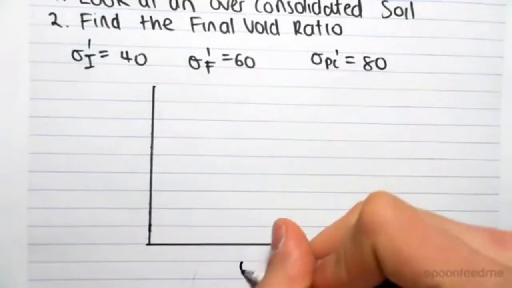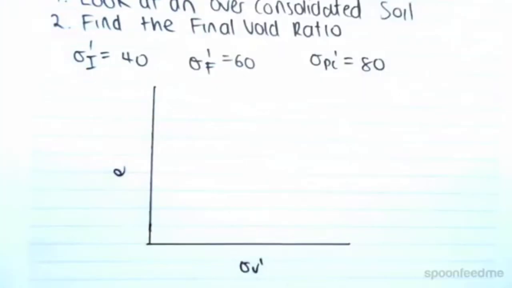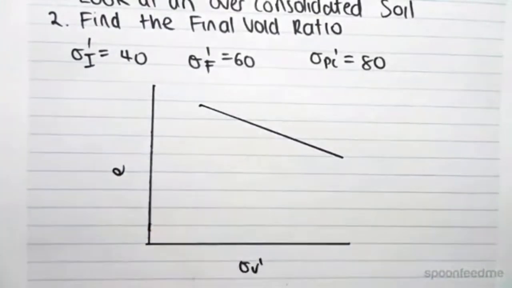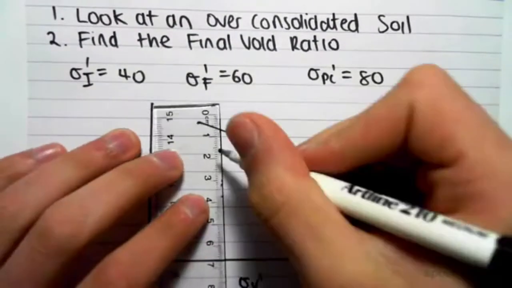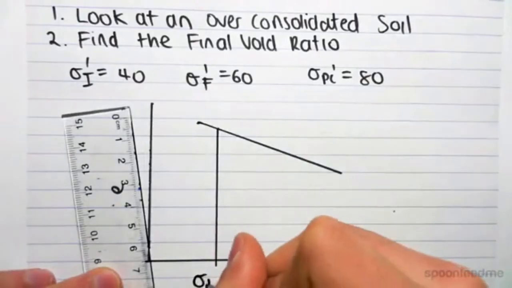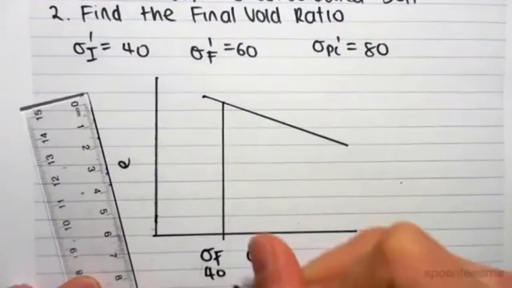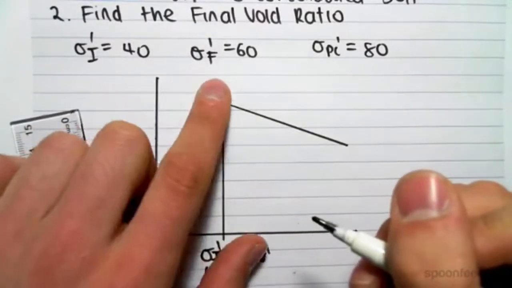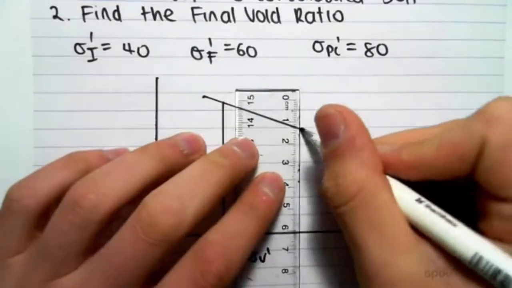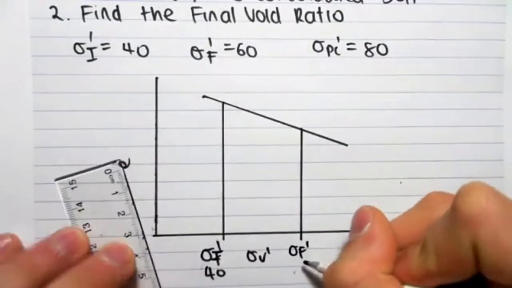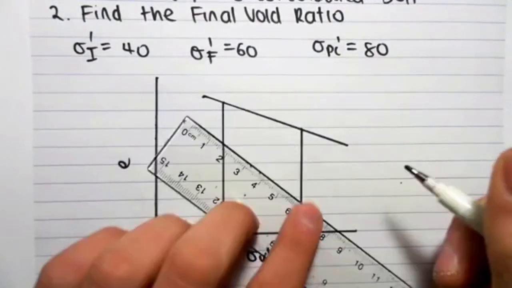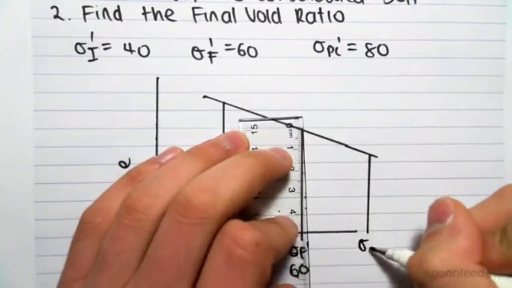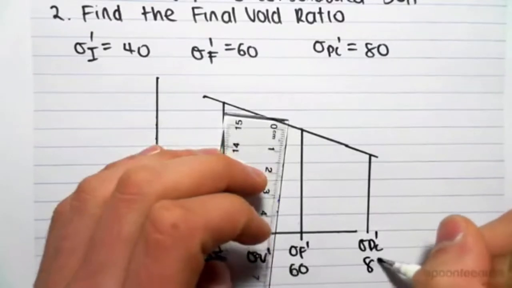Once again, I'm drawing the effective stress against the voids ratio. So here's my line. I would initially be at 40 kPa, so sigma I is 40. I then increase, so over time I then go to 60, so my final effective stress is 60. And I know that my pre-consolidation is 80. Right? Sigma PC is equal to 80.